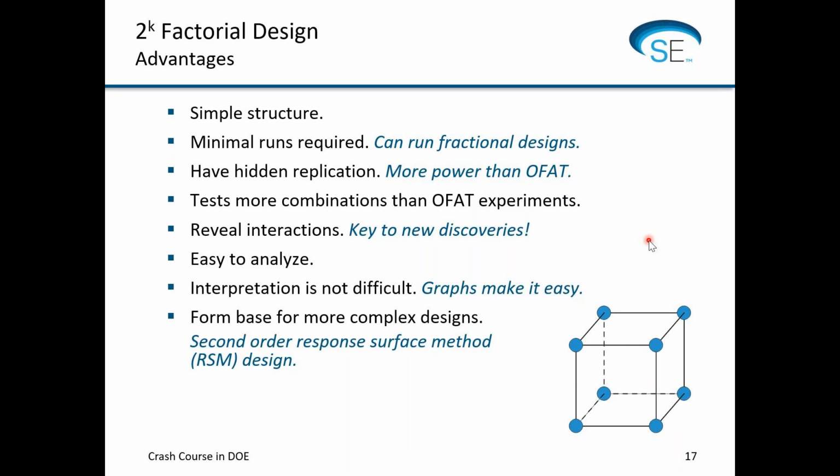We're going to look at more combinations of our factors than one factor at a time. That gives us a wider inductive base, right? We complete the cube. We don't just look at half of it. And we're going to see interactions, and that's key to new discoveries. It's easy to analyze. The math is simple. We're going to use graphs to make it even easier. And if we want to advance this to a response surface design, if we feel we need to find the optimal conditions on the interior of the cube, this can serve as the basis for a response surface design. We don't throw away data, we add to it, we augment it.